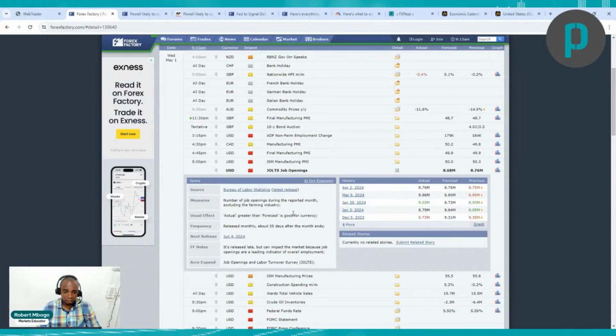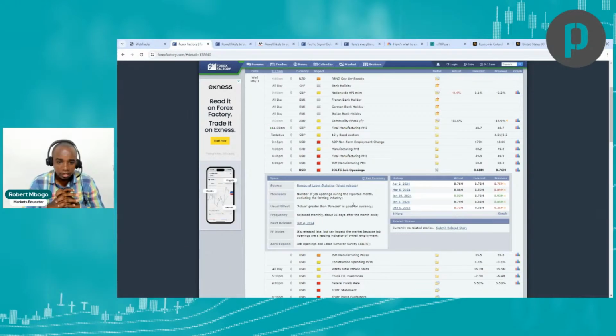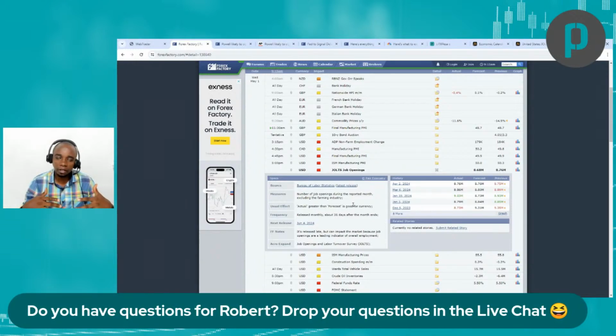JOLTS job openings is something that we really need to look at, and it tells you how the economy is performing in terms of how healthy it is. Because if an economy is not doing so well, you don't expect it to create jobs for people, right? However, if the economy is doing well, industries are coming up, manufacturing factories are coming up, tech is growing, the banking industry is growing. Those are jobs being filled up in the economy. So it's really ideal that we look at this.